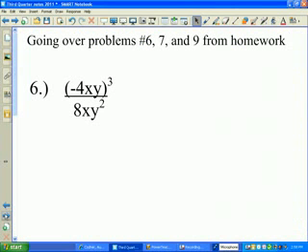So first off, there are 3 problems that I wanted off of the homework. Problems number 6, 7, and 9. If we look at problem number 6, I have negative 4xy being raised to the 3rd power over 8xy squared. First off, you need to remember this: Please Excuse My Dear Aunt Sally. Okay, order of operations.